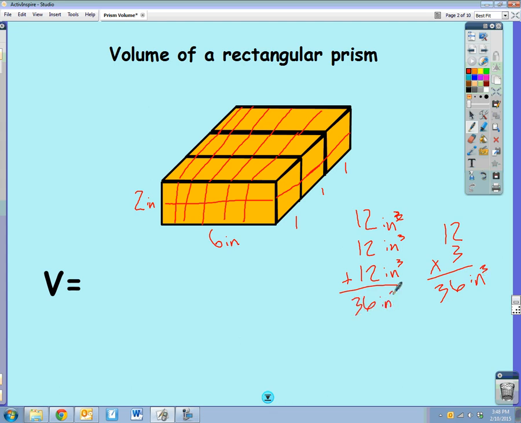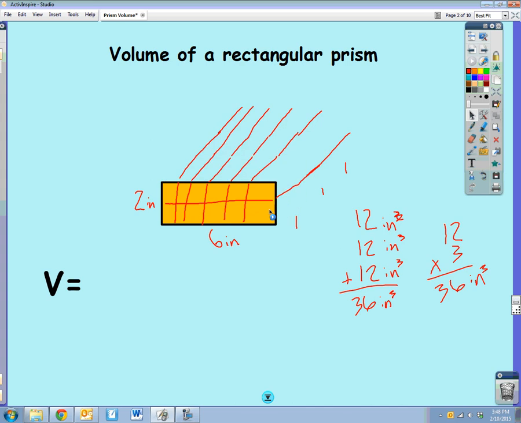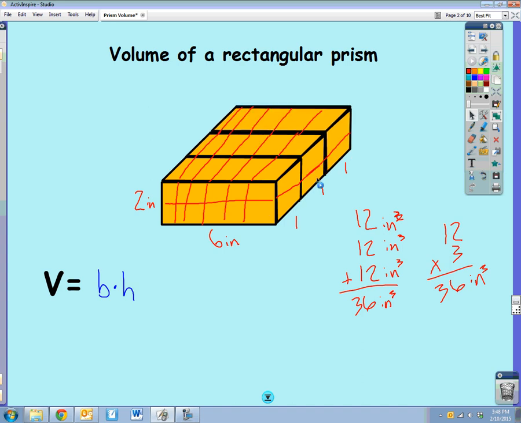36 cubic inches. And so the general formula, if we're trying to find the volume of any rectangular prism at all, we start with our basic rectangle. We can find the area of any rectangle by doing base times height. And then we say, well, how many layers are being stacked back to back? I had 1, 2, 3 layers. And so 12 times 3 layers gave me my total volume of 36 cubic inches.